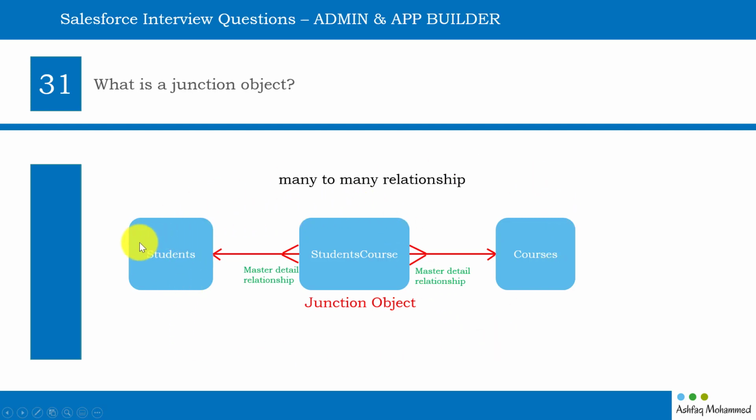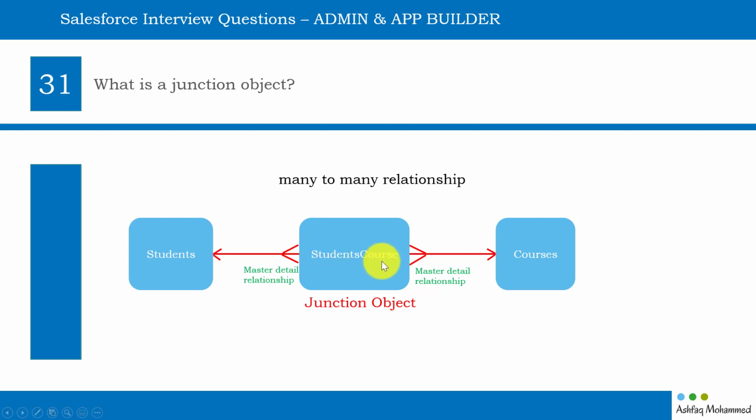Okay, you have created one object called student and you have created another object called course. Now, if you want to make these two a many-to-many relationship, you have to create a third object. Generally we give the naming convention as student course junction or student course. If you give just student course, experienced people know that this is the junction between student and course.